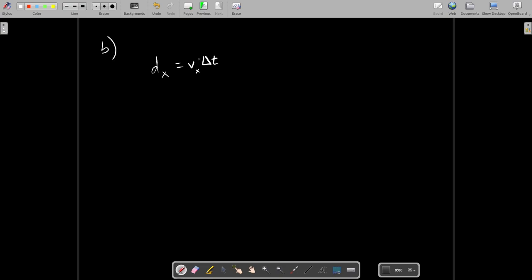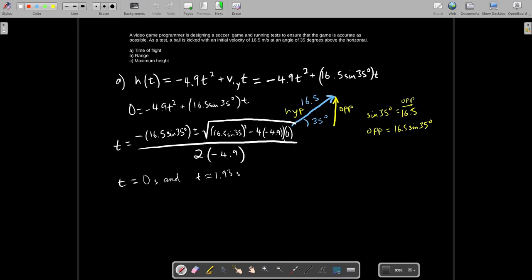So we now know delta t. Delta t is 1.93 seconds, and we have the initial velocity 16.5 meters a second, right? So dx is going to be equal to vx. So let me draw the same diagram again, and this time instead of sine, since it's the x component, it is going to be cos. All right, so we have that.